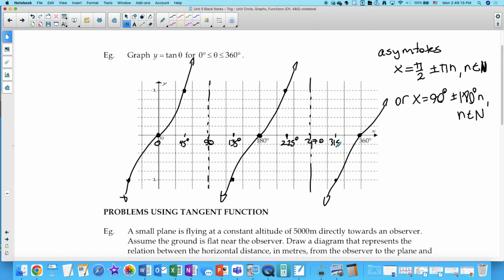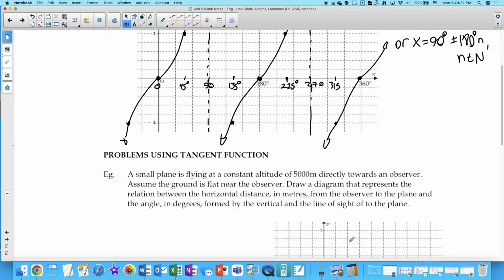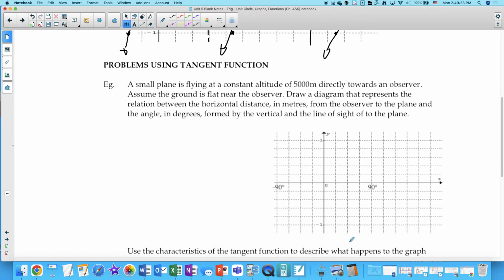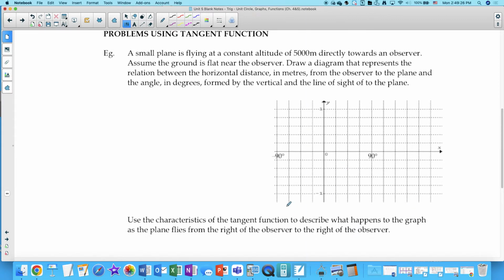Last question of the day. A small plane is flying at a constant altitude of 5,000 meters directly towards an observer. Constant altitude means the height doesn't change, flying towards an observer. Draw a diagram that represents the relationship between the horizontal distance in meters from the observer to the plane and the angle in degrees formed by the vertical and the line of sight of the plane. So let's start with that diagram.